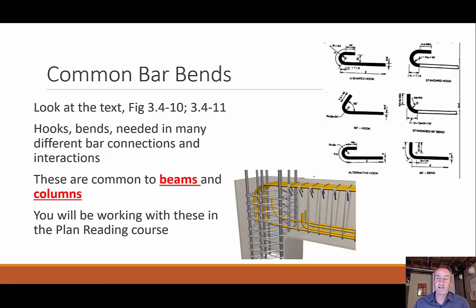And it sounds like you'll be working with these in your plan reading course, and my guess is you'll probably have to figure out lengths to order quantities and do takeoffs of materials and things like that.